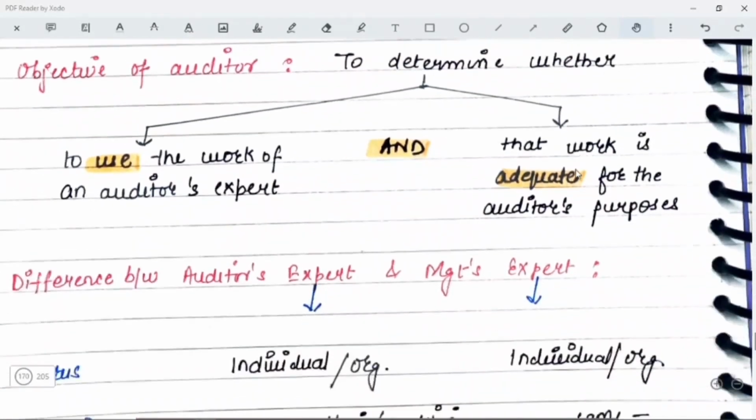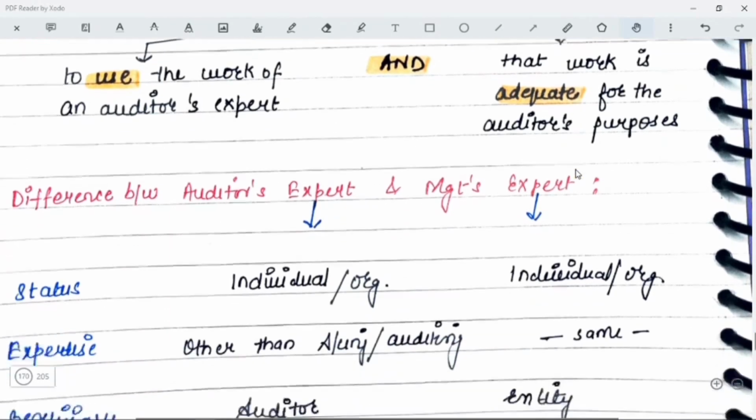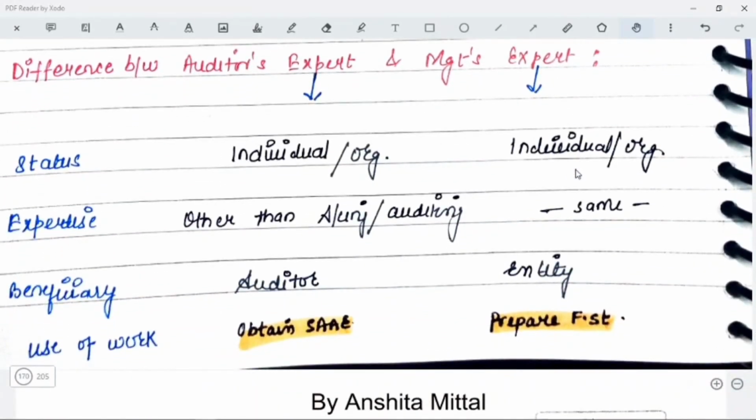Next is, what is the objective of the auditor? So the objective of the auditor is to determine whether to use the work of an auditor's expert, and whether that work is adequate for his purpose or not. He has to determine that. What is the difference between the auditor's expert and the management's expert? So the status is the same, that is, it can be an individual also or it can be an organization also.